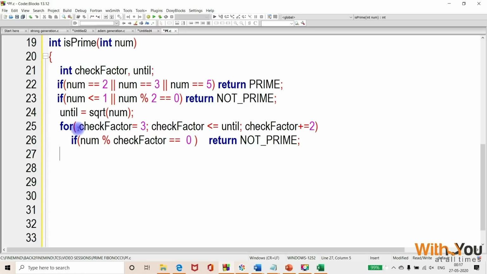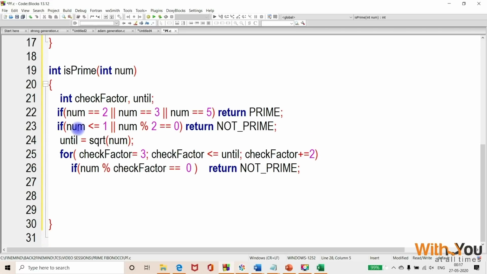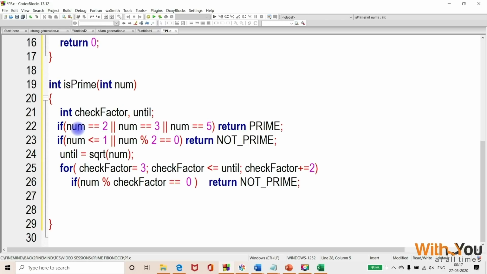Now, if you happen to cross and come down to line number 28, it means you hunted and you never found a factor. If you don't find a factor, hey, that guy is a prime number.